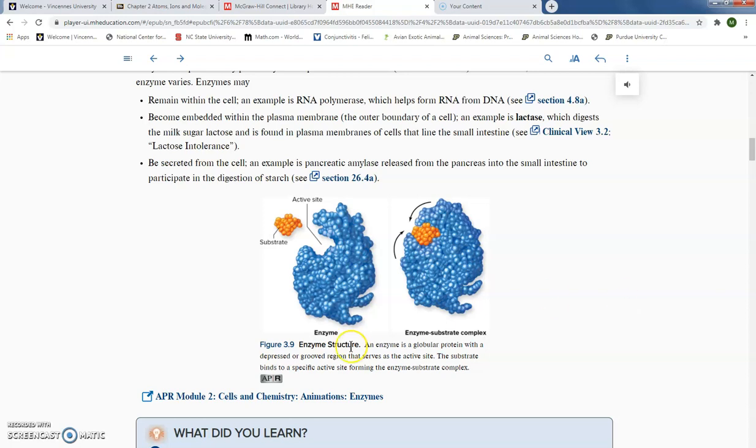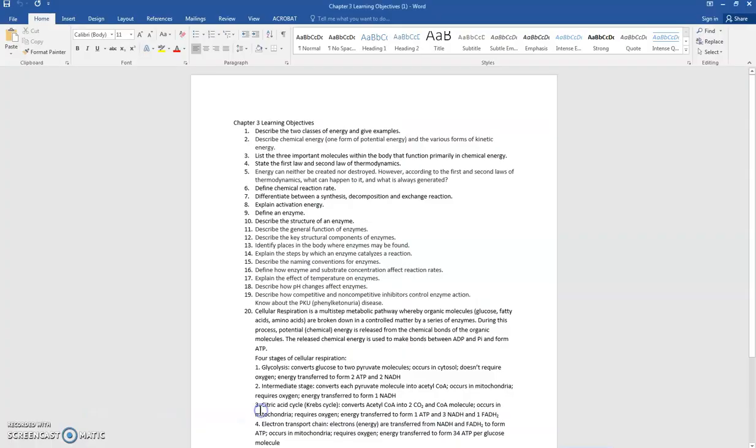All right, so let me go to our objectives. Okay, so we talked about the structure of an enzyme, the general functions of enzymes, and the key structural components.